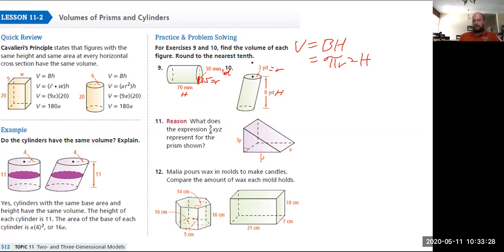It says round to nearest tenth, so we're going to round. We're not going to leave in terms of pi. Again, for the test, you might be asked to leave in terms of pi, or you might be asked to round, so make sure you pay attention to any directions.